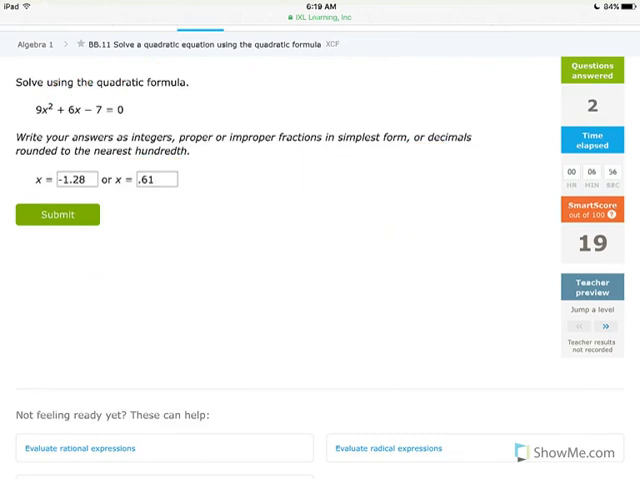So here it is. There is the negative 1.28 value that we said, and the positive 0.61. So 0.61 and negative 1.28.